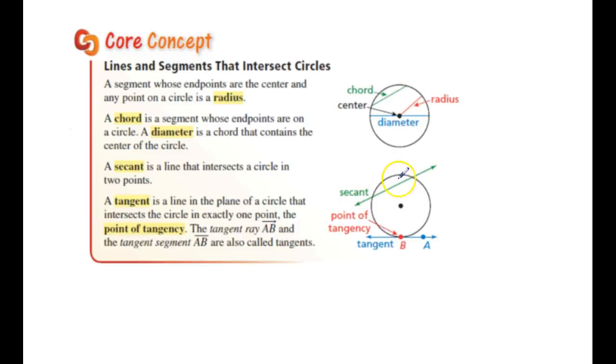So a secant is a line, right? And you'll see that it continues in both directions. So a secant intersects my circle in two places, where we can see here. So a tangent line is, again, a line that's next to my circle, but it touches in exactly one place. And that's called my point of tangency. It's the point where the circle and the line meet.